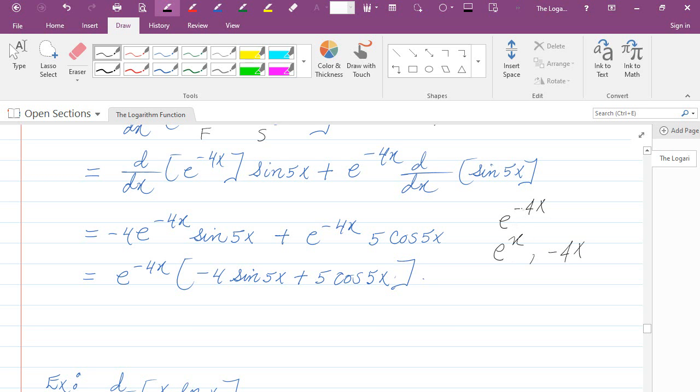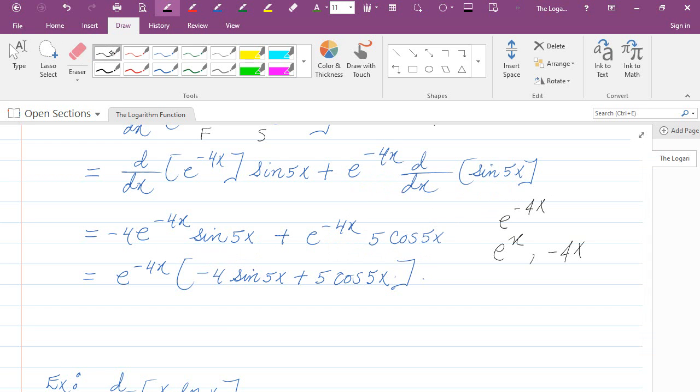the derivative of the outside, which is e to the x, evaluated at the inside, negative 4x. So I get e to the negative 4x multiplied by the derivative of negative 4x, which is negative 4. So multiplied by sine 5x here, and then e to the negative 4x multiplied by the derivative of sine 5x, and the derivative of sine 5x is 5 times cosine 5x.